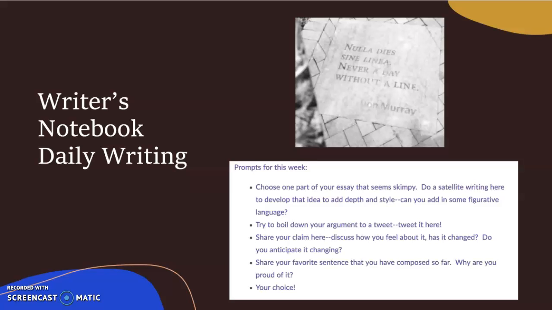And then share your claim. How did you discuss and how did you feel about it? Has it changed? Do you anticipate it changing as you work on this? That's just a little discussion about claims. And if you do the voice thread on writing a claim before you do that, that will be a really easy thing for you to do. Then share your favorite sentence that you've composed so far and tell me why you're proud of it. And then, of course, you have your choice every week, right?